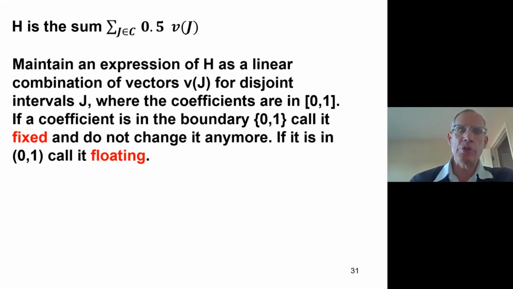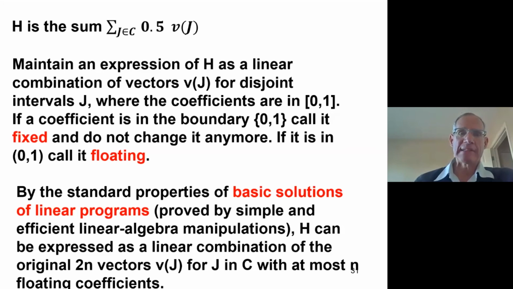So we would maintain an expression of this H as a linear combination of vectors Vj, for disjoint intervals j that will keep changing. And the coefficients will always be in the full interval [0, 1]. But when the coefficient is on the boundary, it's either 0 or 1, we will call it fixed and we will not change it anymore. And if it is in the open interval between 0 and 1, then we call it floating. This is the same kind of thing that is being done, for example, in the Beck-Fiala argument.